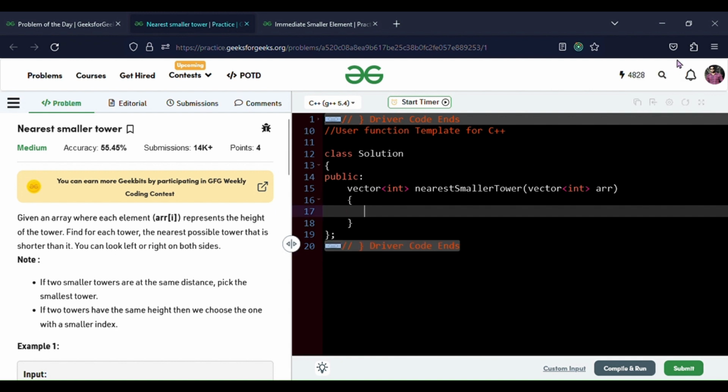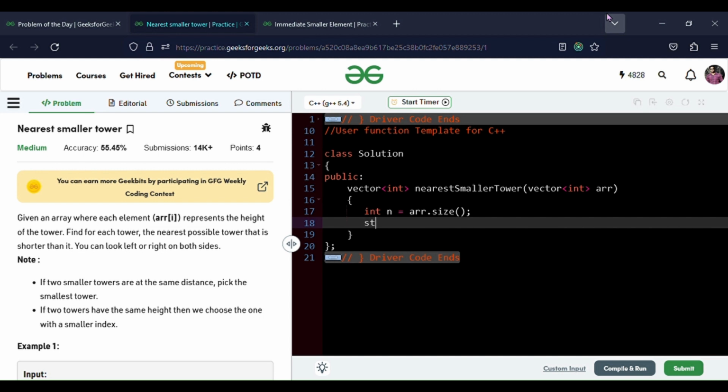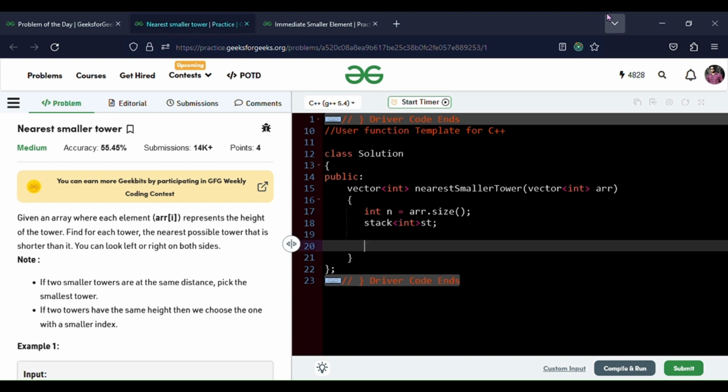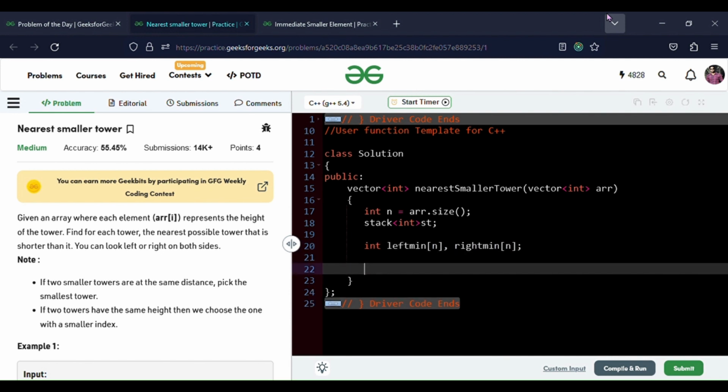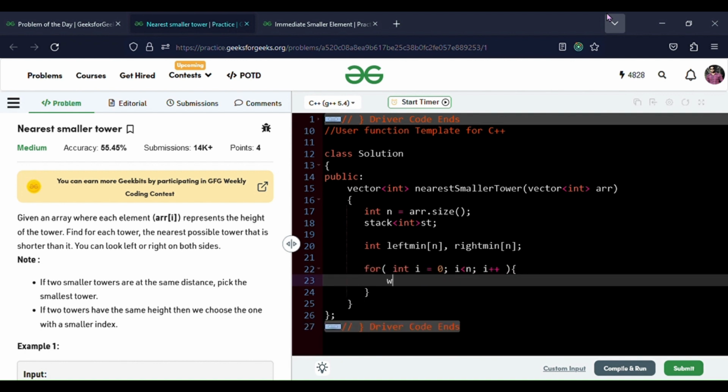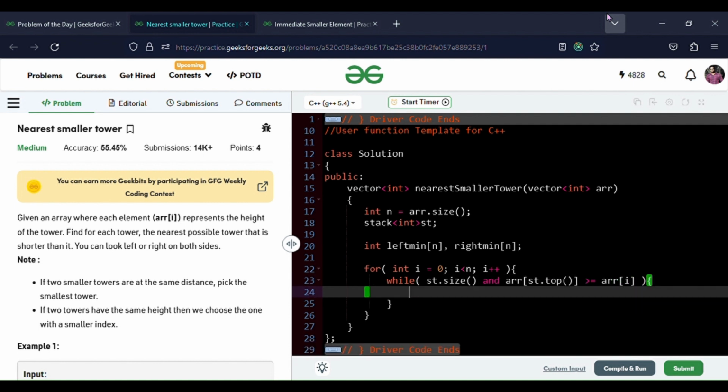Now let us move to the coding part. We will first initialize the size of the array, and we will make the stack, and we will calculate left min and right min. For left min we will go from left to right, and this is the code for calculating the left min.